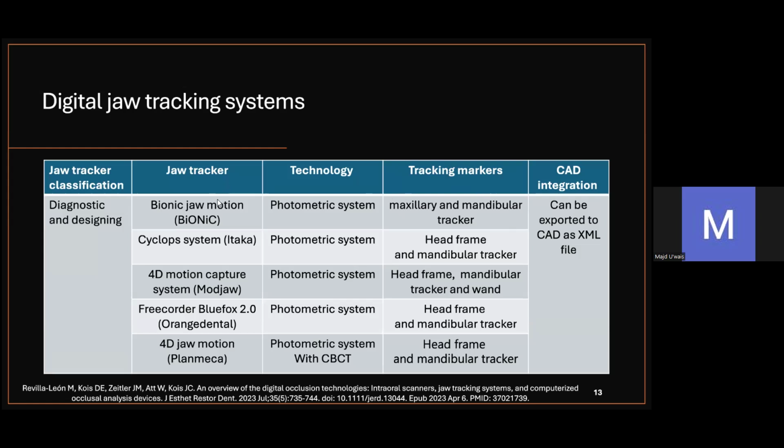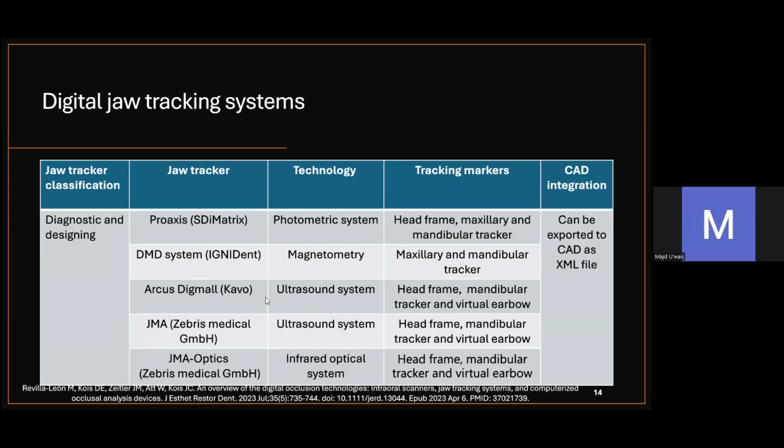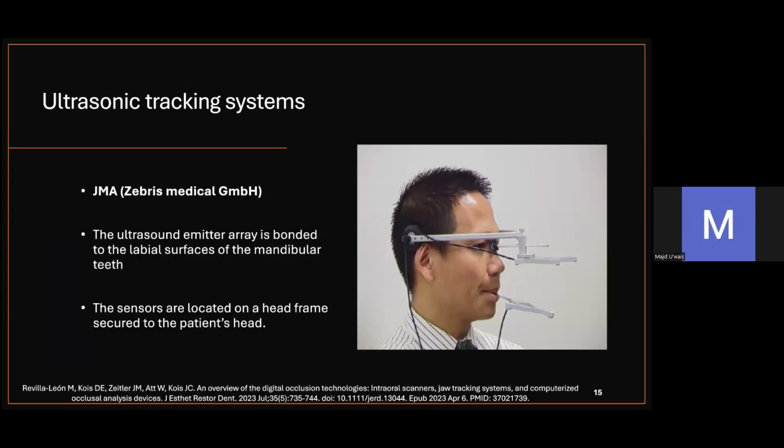And as we said, CAD software can be integrated with these systems. As you can see, this jaw tracker works by photometry. This is an example of a DMD system that works by magnetometry, and these two by ultrasound, and the last one comes as an infrared optical system. Now, in the next few slides, we'll take representative examples from each mechanism to understand how they work.